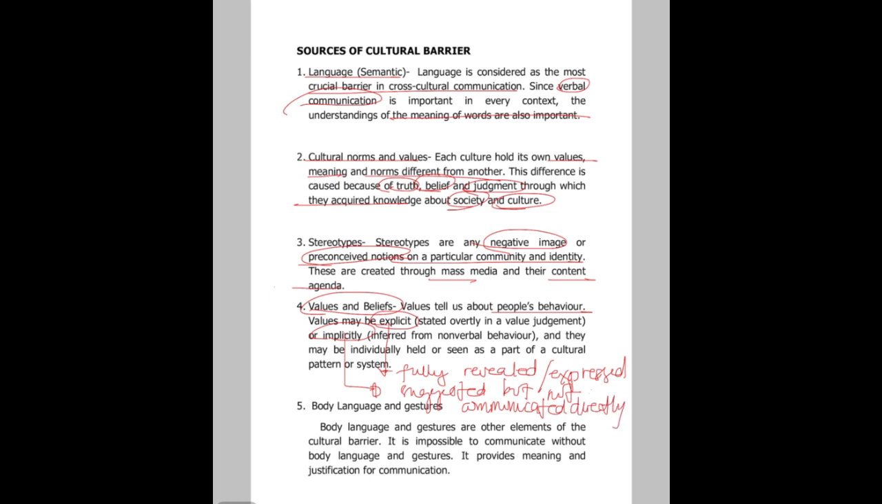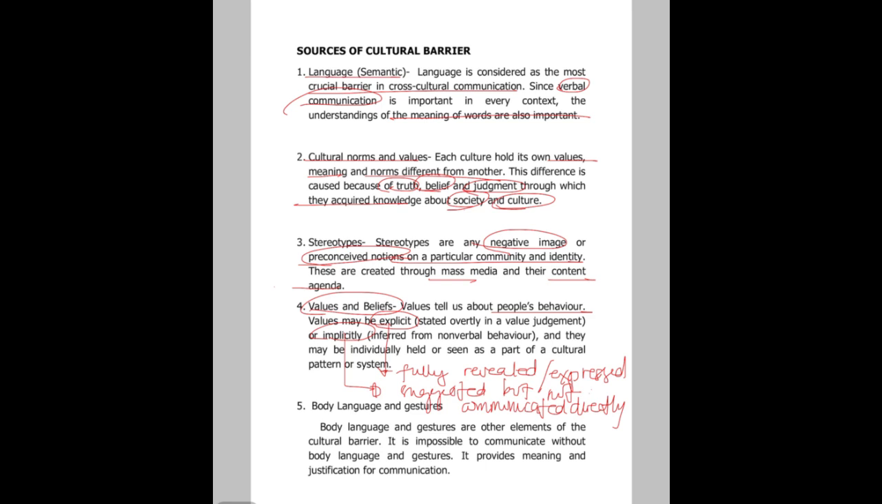So those are the differences. So explicit is stated overtly in a value judgment, because sabi nga diyan, it is fully revealed or expressed. So ito yung mga values natin na kayang-kaya natin ipakita, kayang-kaya natin i-express, kayang-kaya natin, let's say, ipakita sa mga tao. While implicit, it is a non-verbal behavior.